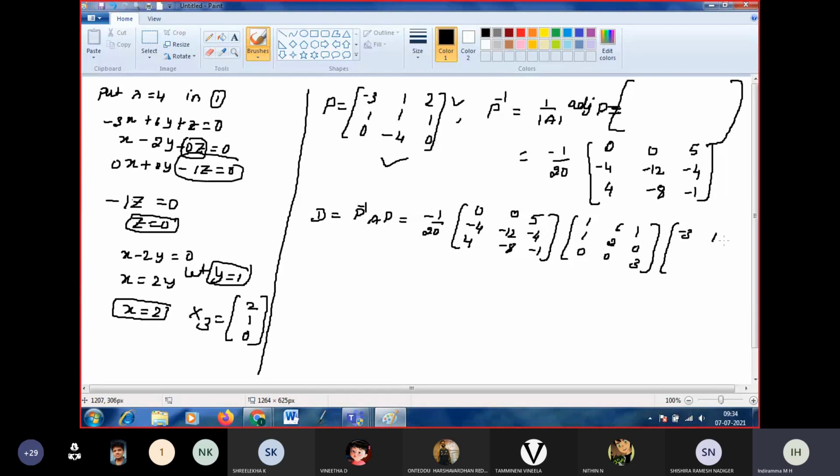P is the model matrix we got from the eigenvectors: -3, 1, 2, 1, 1, 1, 0, -4, 0. You can multiply these three matrices using your calculator. If you multiply these three matrices, you will get the first row as -20... sorry, minus 20 will get plus 20, so 20, 0, 0.